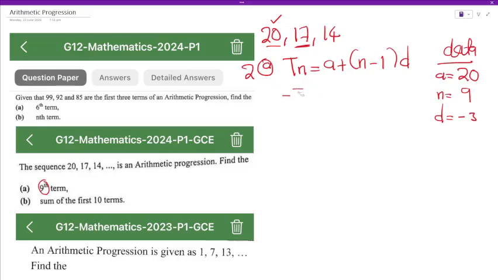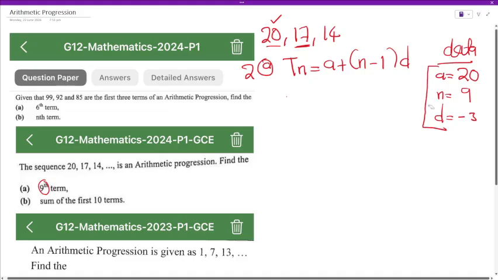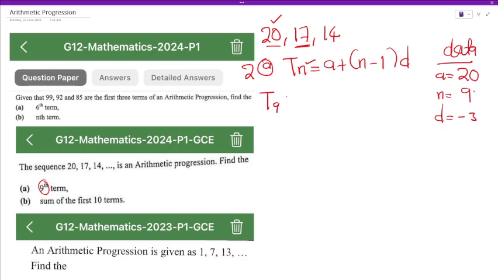Okay? So we have found those 3 values now. We can now find the ninth term. So we're going to say T9. There's n here, remember. What is your n? It is 9. So that's why I've put a 9 there, is equal to A, which is what?